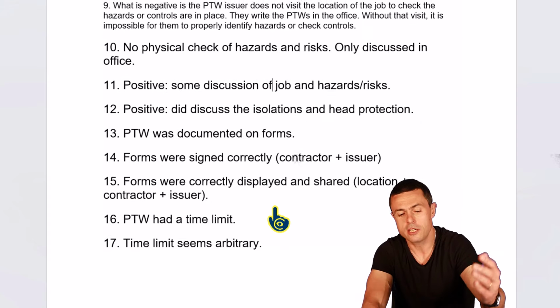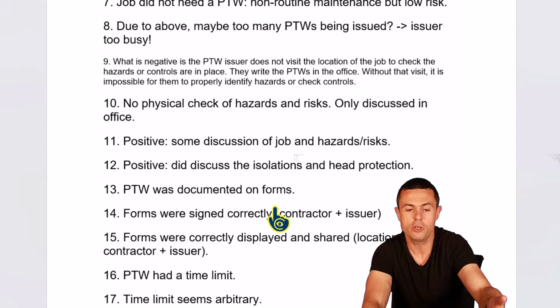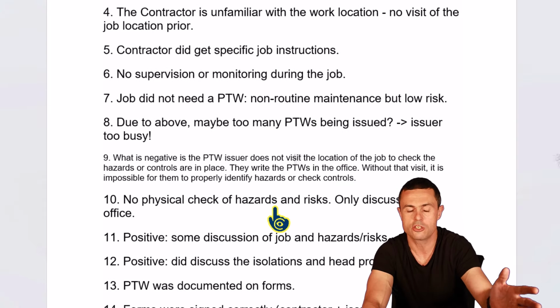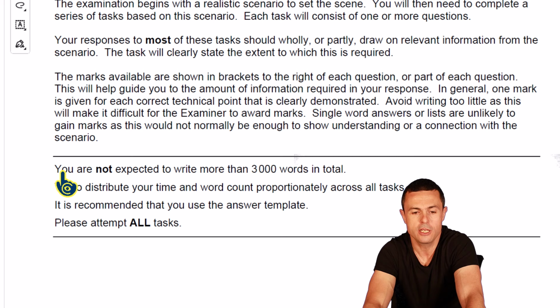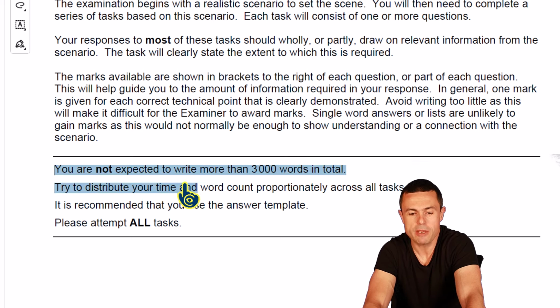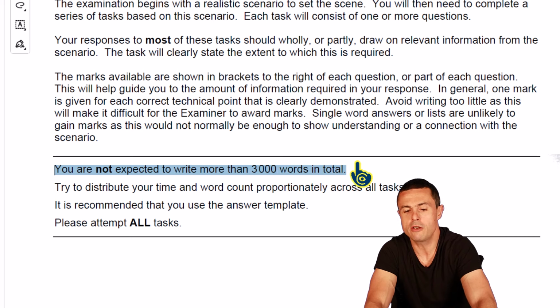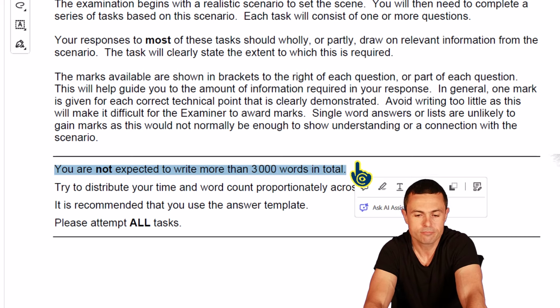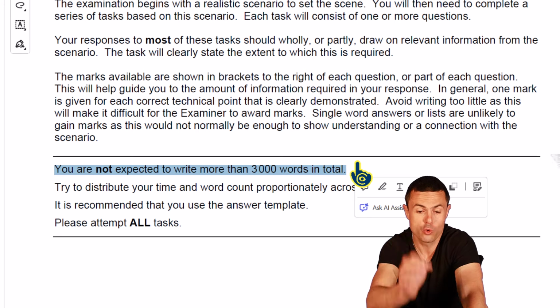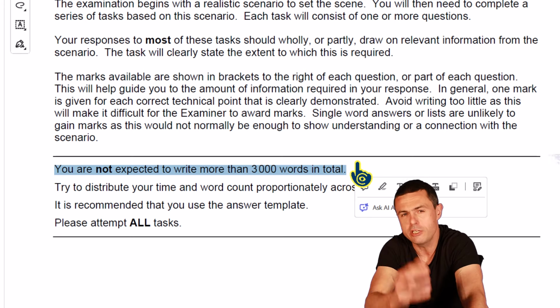I would expect to see on this whole answer, I've got 17 points. I want to see 2 to 3 lines on each. So it's quite a bit of writing. Now, some of you will be saying, what about the word count? What about it? At time of filming, this is what the exam instructions say: you are not expected to write more than 3,000 words in total. That's not an absolute rule. You are not expected. Like, learn to read the English language here.